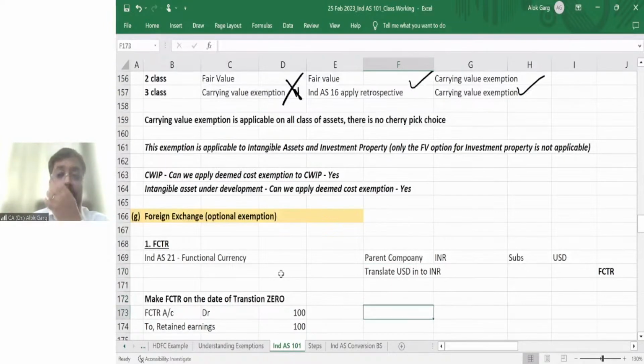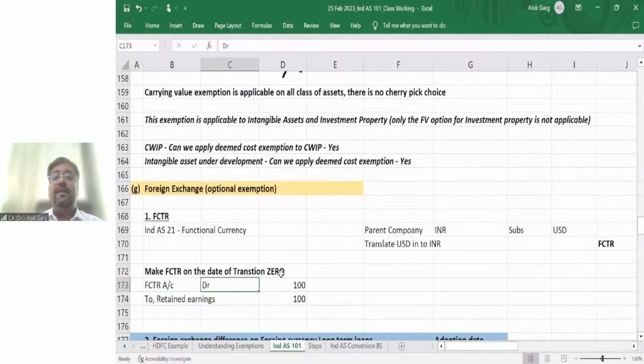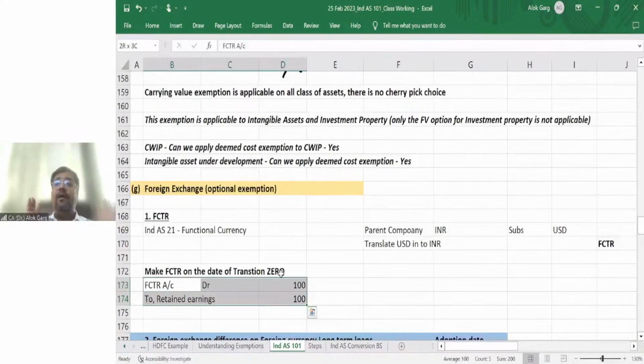For example, if 100 rupees of FCTR is there, a credit balance, debit the FCTR account and credit retained earnings 100 rupees. You have to take it to the retained earnings, that's all. And now you have to start your life under Ind AS 21 as a fresh life. Is it clear? So this is a rule which was given in IFRS 1 and Ind AS 101. Very simple thing.